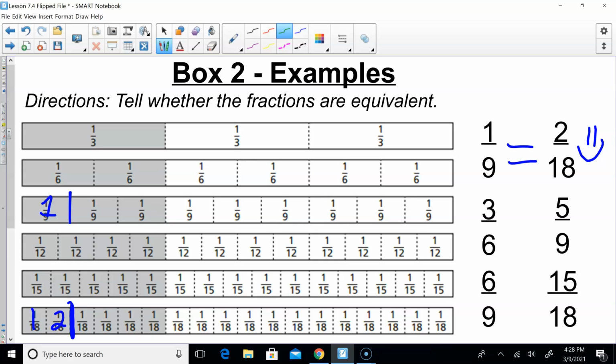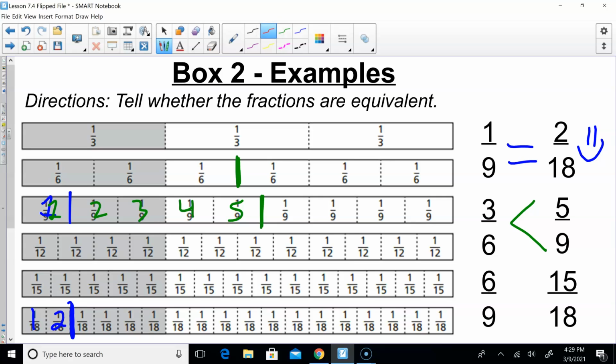The next one we're looking to see if they're equivalent is 3/6 and 5/9. Well, let's find 3/6. So here's 1, 2, 3/6 is right there. And now we've got 5/9. So here's 1, 2, 3, 4, 5 is right here. So they are not equivalent. Actually, 5/9 would be greater than 3/6.